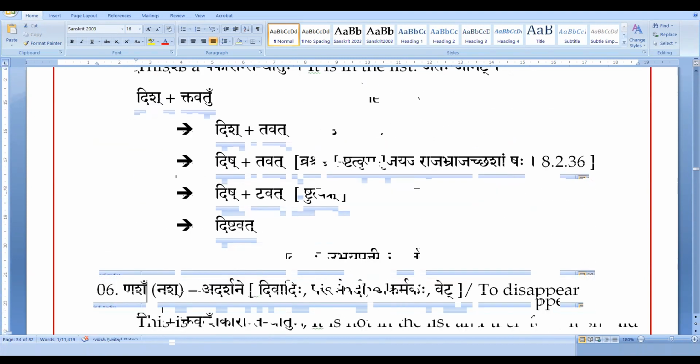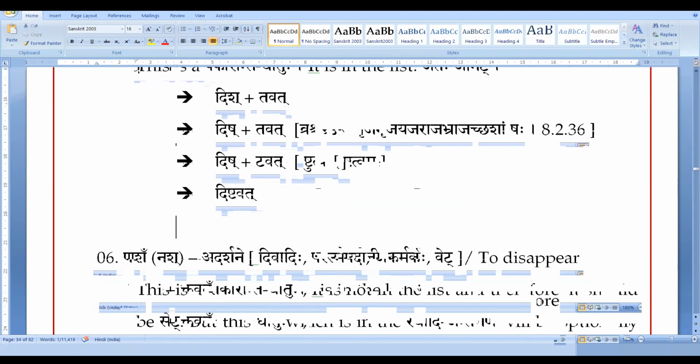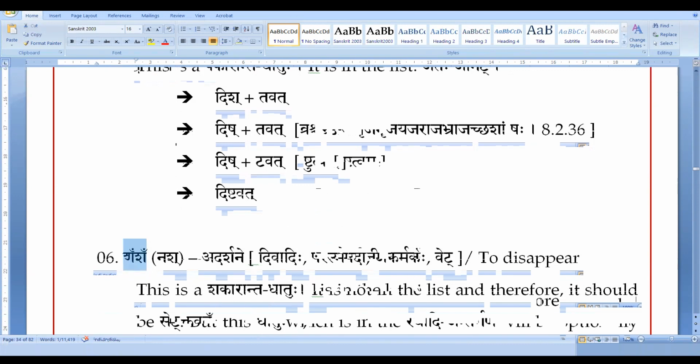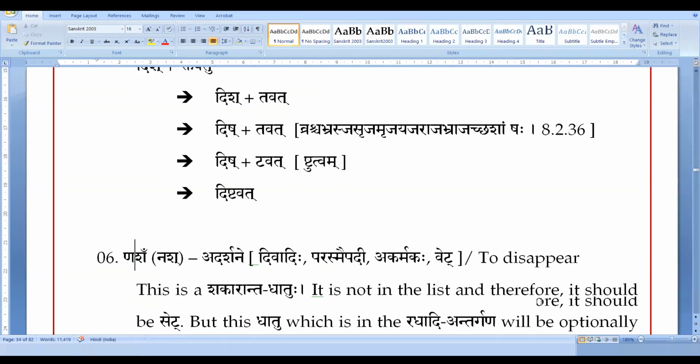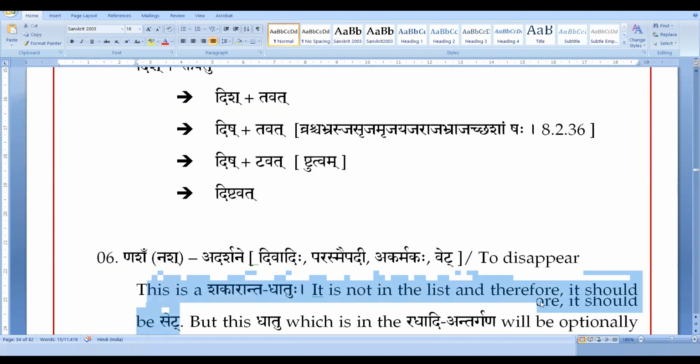Next one, Nash. The original upadeshika dhatu is Nash. What will happen to the Mudhanya Shakara? It will be replaced by Dantya Nakara. Therefore, Nash, or Shakara, is it there in the list? It is not in the list, Guruji. I have checked and written, it is not there. Therefore, it must be Set. Okay. Therefore, Nashitavat should be the form, right?